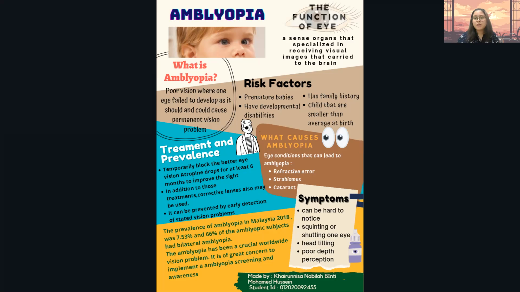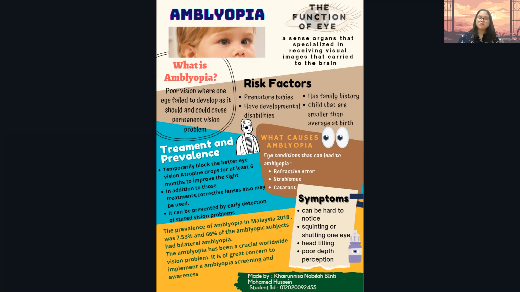And if it does not receive any treatment, it could cause permanent vision problems. So the risk factors for this disease are premature babies, or a child with a family history of this disease, a child that is smaller than average at birth, and one who has developmental disabilities.